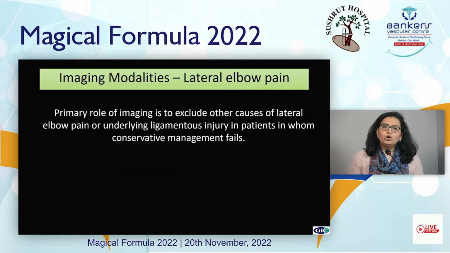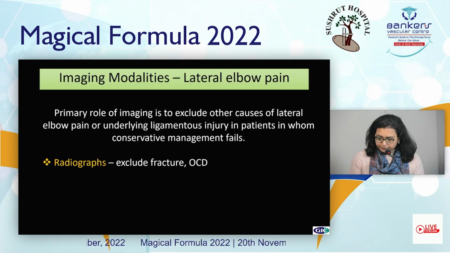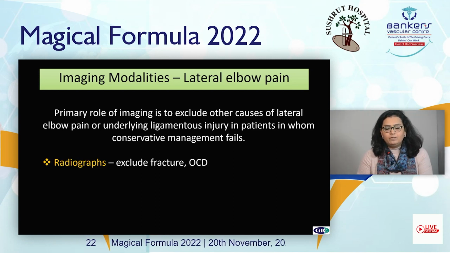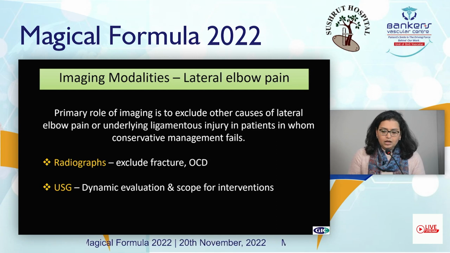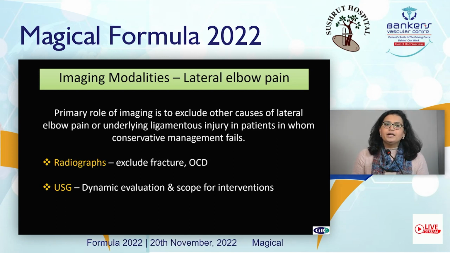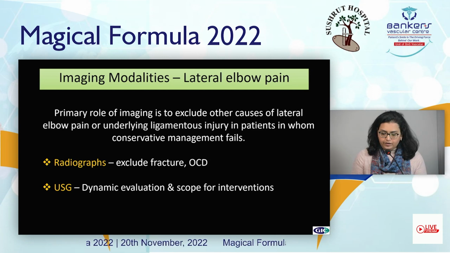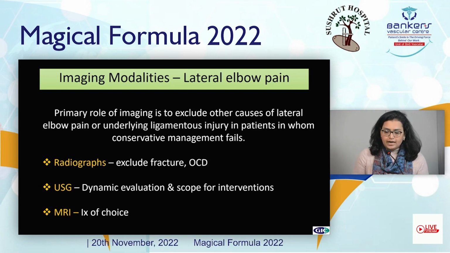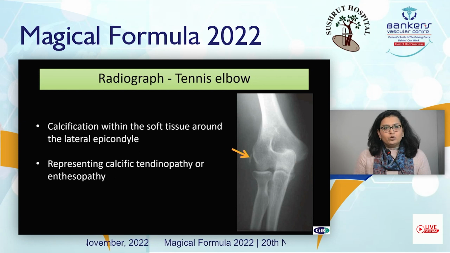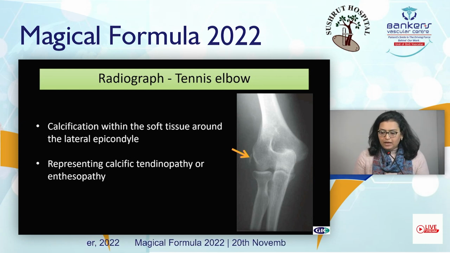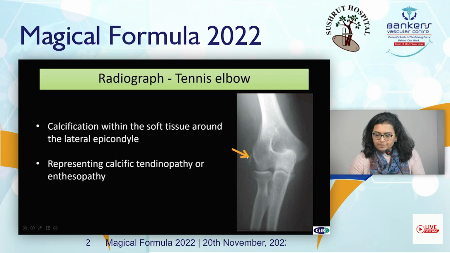The primary role of imaging: it's a clinical diagnosis. The role of imaging is to exclude other causes of lateral elbow pain or underlying ligamentous injury, if any, especially in patients in whom the conservative treatment has failed. Radiographs, therefore, would be helpful to exclude the other pathologies. USG has its advantage of providing a dynamic evaluation, and there is scope for interventions, and MR is the gold standard. A typical radiograph is usually normal, but sometimes there may be a small calcific speck adjacent to the lateral epicondyle within the common extensor tendon.